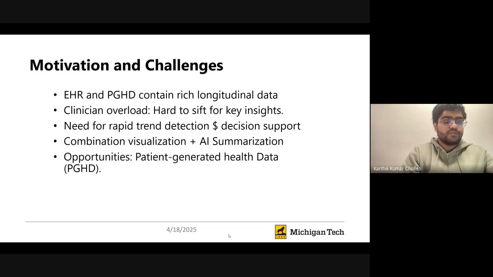Motivation. Clinicians today face a vast amount of numeric and textual data in EHRs, vitals, and lab results that are tedious to sift through. Our goal is to provide real-time trend detection and interpretation so that physicians can make faster, more informed decisions. By coupling clear visualizations with on-demand AI summaries, we bridge quantitative data and qualitative insight.